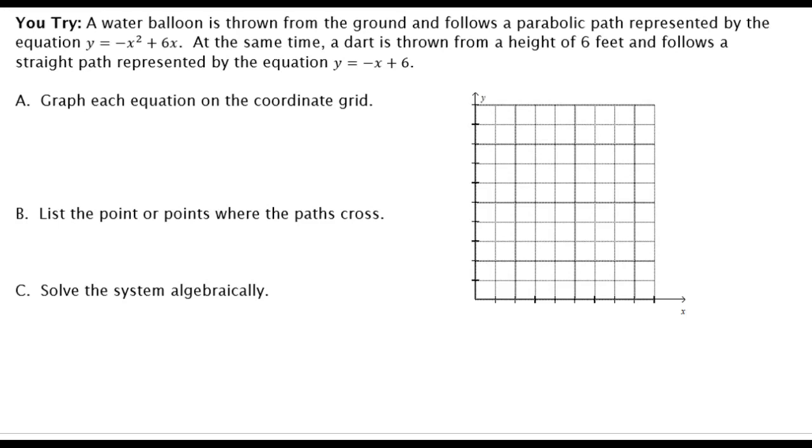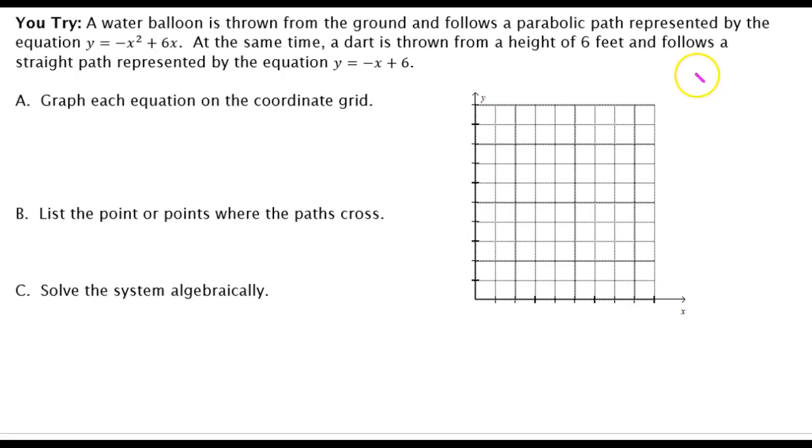In this problem, we're talking about a water balloon being thrown in the shape of a parabola and a dart being thrown in a straight line, and I'm trying to make a graph to see where these two things cross. So that's what we're doing in part A. The equation of the line is no big deal. I do want to make a table of values for the equation of our parabola.